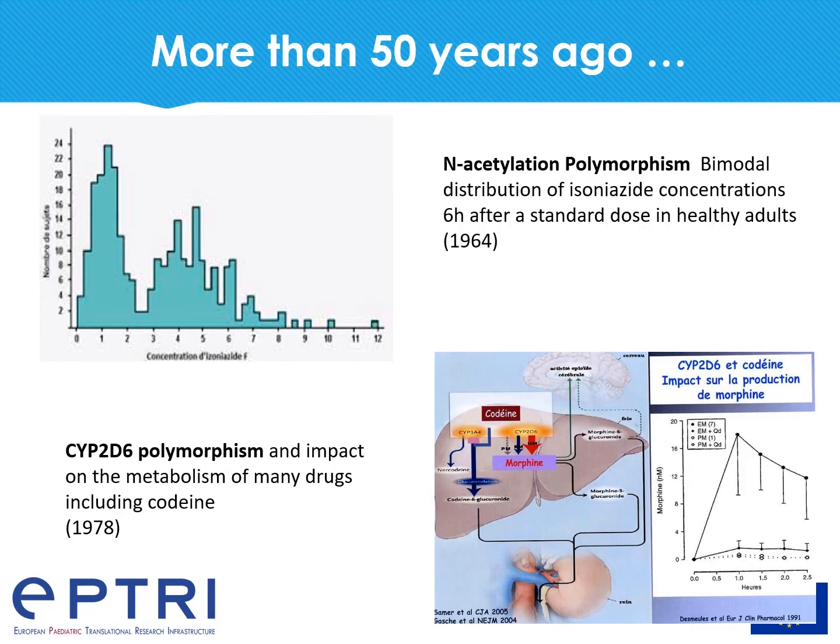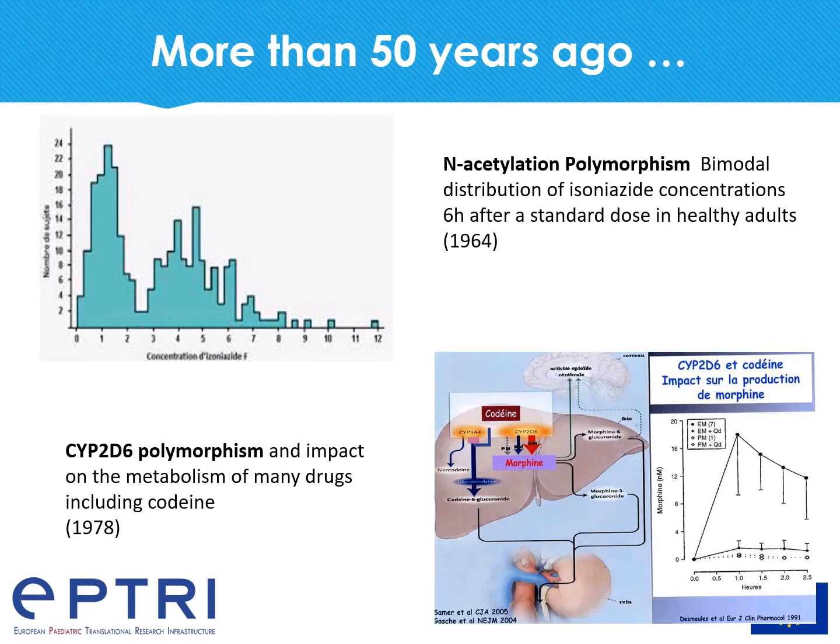The first polymorphisms were described more than 50 years ago. The first one was the polymorphism affecting N-acetylation. And as you can see here, there is a bimodal distribution of isoniazid concentration 6 hours after giving a standard dose to healthy volunteers. And this was related to polymorphism in the N-acetylation of this drug.